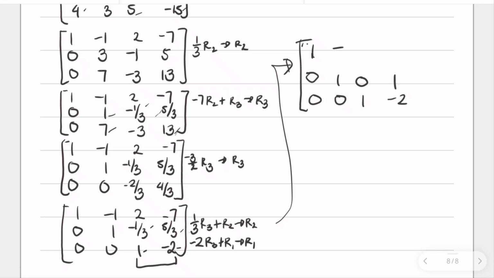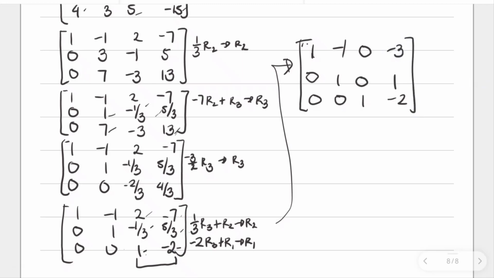For the first row, negative 2, okay? This will still be negative 1 because the multiplier here is 0. But for the third column, negative 2 times 1 is negative 2 plus 2, 0. And for the other side, negative 2 times negative 2 is positive 4 plus negative 7, negative 3. So we still have one more step.